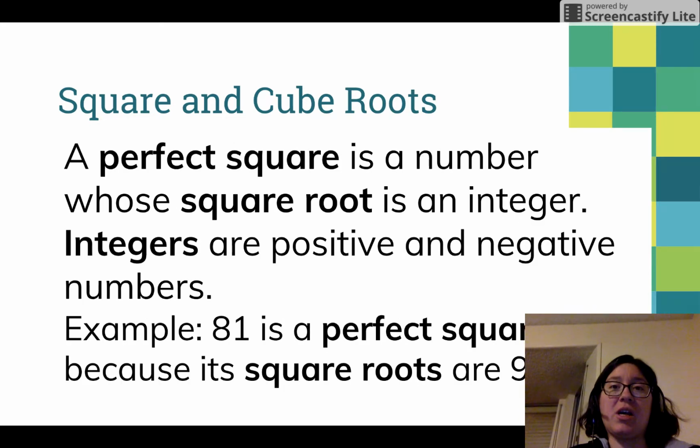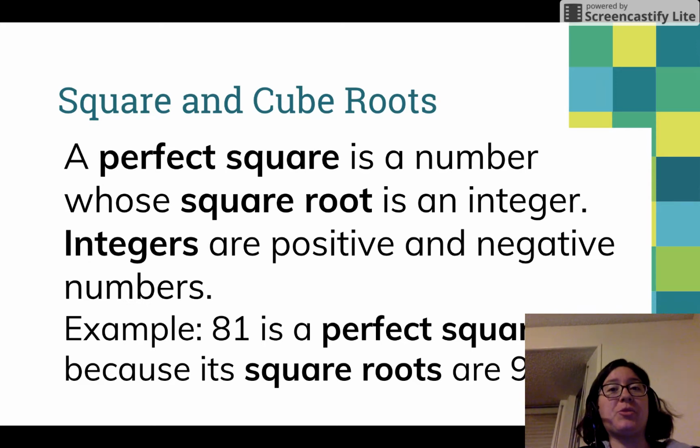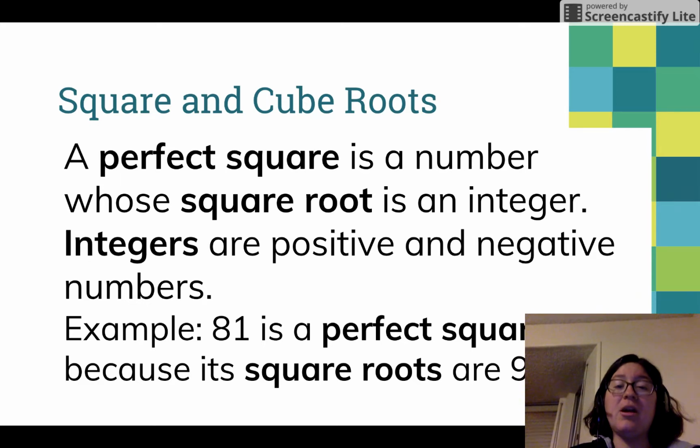A perfect square is a number whose square root is an integer. And remember, integers are those positive and negative numbers, like negative 5, negative 2, positive 13. No decimals and no fractions, only whole numbers and their negatives. Here's an example. 81 is a perfect square because the square roots of 81 are 9, a positive number, and negative 9, a negative number. Those are both integers.